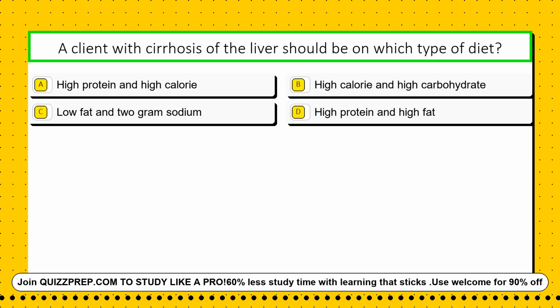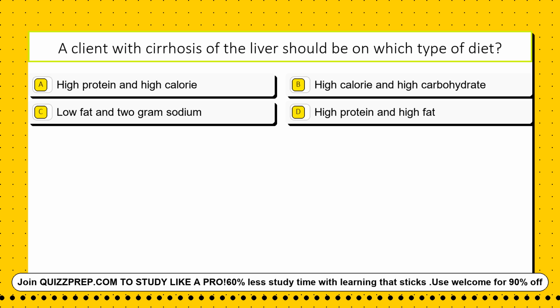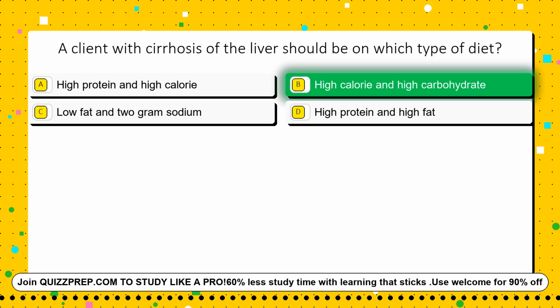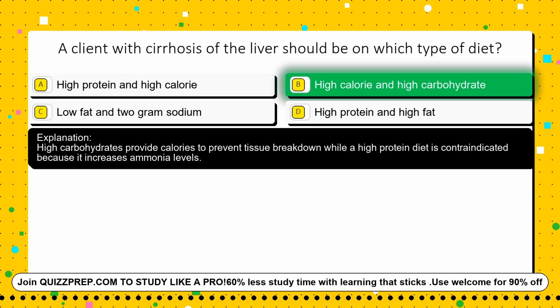Question 10. A client with cirrhosis of the liver should be on which type of diet? Option A, high protein and high calorie. Option B, high calorie and high carbohydrate. Option C, low fat and 2 gram sodium. Option D, high protein and high fat. The correct answer is option B, high calorie and high carbohydrate. High carbohydrates provide calories to prevent tissue breakdown, while a high-protein diet is contraindicated because it increases ammonia levels.